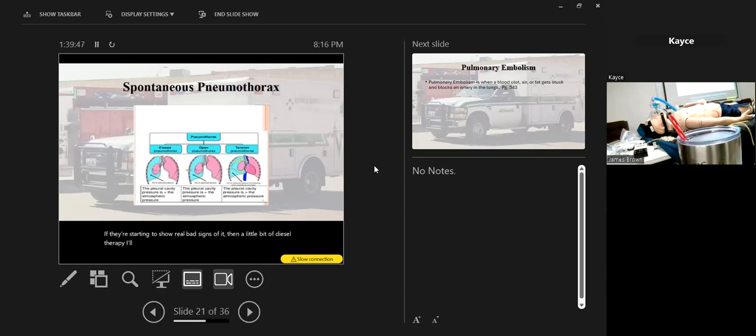It says in the book, sharp pleuritic chest pain, so they have real quick, sharp pain in the chest, and shortness of breath, which might be mild if it's small.